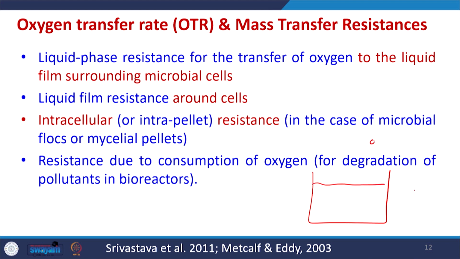Suppose this is the oxygen molecule and these are the liquid films. Now, in the first step this oxygen molecule has to travel to the surface of the gas film. After that, in the second step, this molecule will travel across the gas film, then it will cross the interface and then it will cross the liquid side film and ultimately it will go into the bulk of the liquid. So, these are the various steps and resistances.